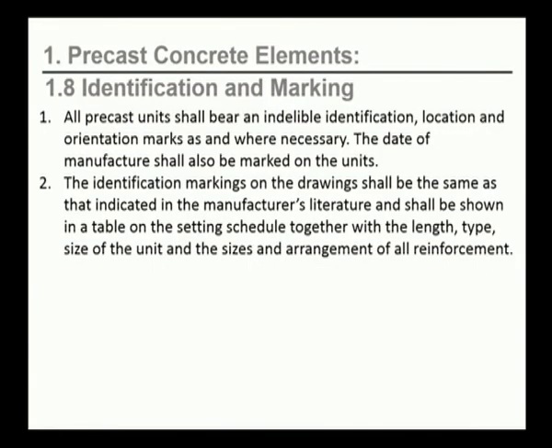permissible. Identification and marking. All precast units shall bear an indelible identification, location and orientation mark as and where necessary. The date of manufacture should also be marked on these units. The identification markings on the drawing shall be the same as that indicated in the manufacturer's literature and shall be shown in a table on the setting schedule together with the length, type, size of the units, etc. so that at the time of construction all these units fall into place as per the drawing. Transport.